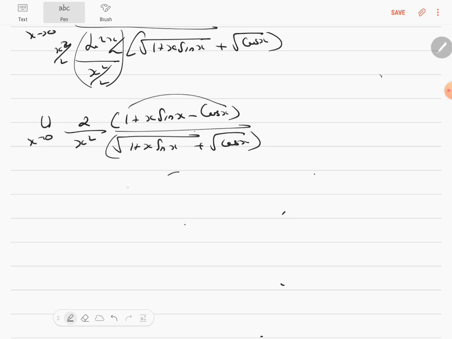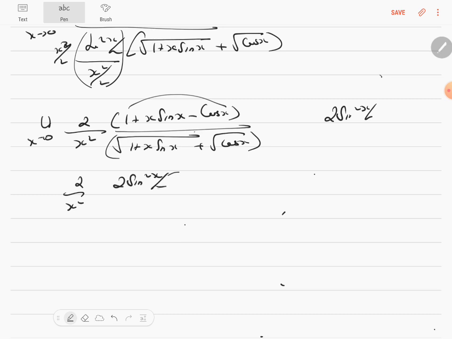I want to eliminate this x square, so I'll get a 2 sin square x by 2. Let me try: 2 by x square, and 1 minus cos x is 2 sin square x by 2. Okay, plus an x sin x is all I have, over the denominator, root of 1 plus x sin x plus root of cos x.